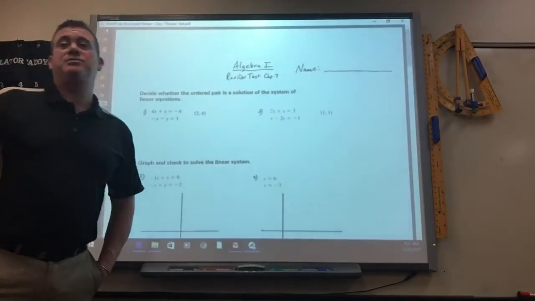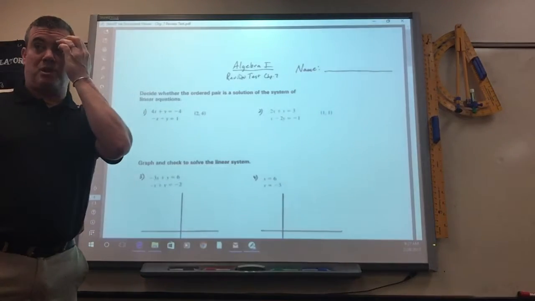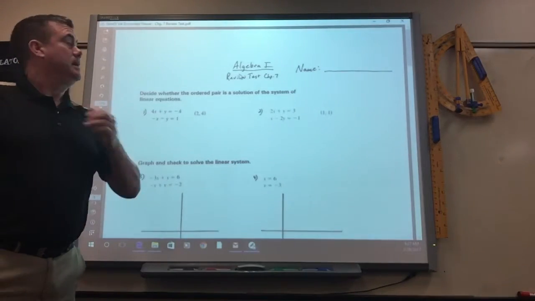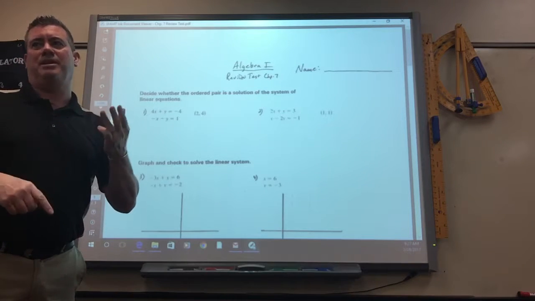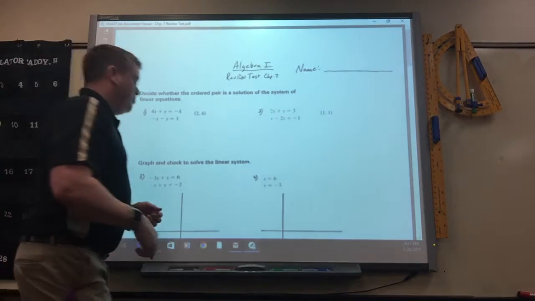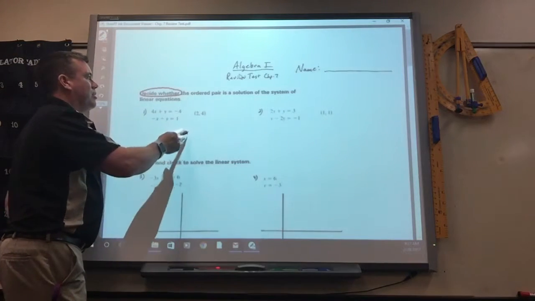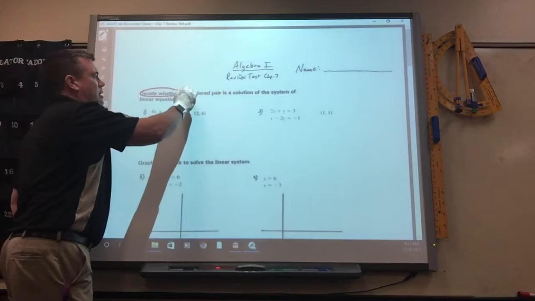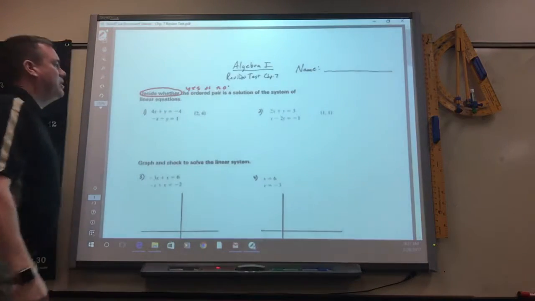So test tomorrow on chapter 7, which is solving systems of equations. There's 3 ways to solve: graphing, substitution, elimination. The first 2 here decide whether the ordered pair is a solution. These are yes or no. Okay? You're not solving it.